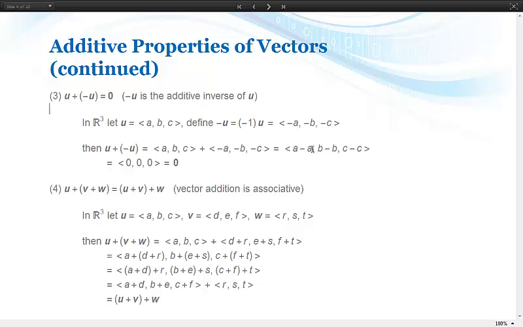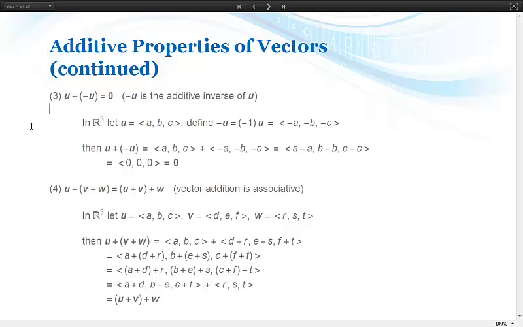So a minus a is 0 by the rules of real number arithmetic, b minus b is 0, c minus c is 0, so indeed I get the zero vector. So this means, because a, b, and c weren't specific numbers but arbitrary symbols representing an arbitrary vector, that every vector has an additive inverse, simply minus 1 times that vector.